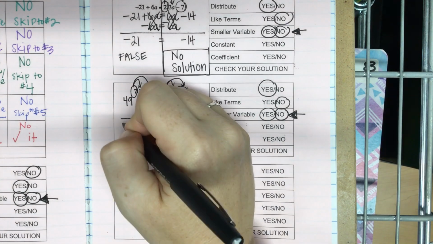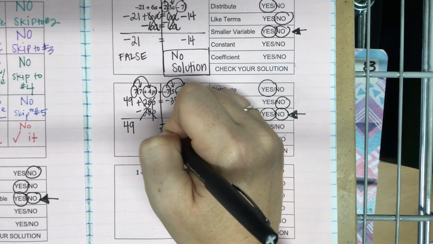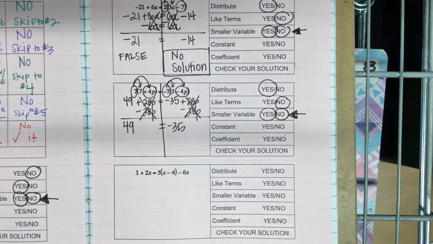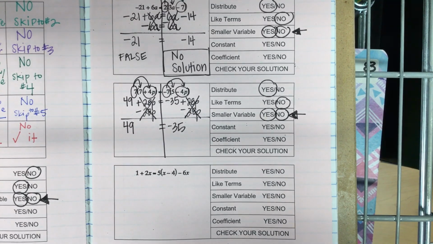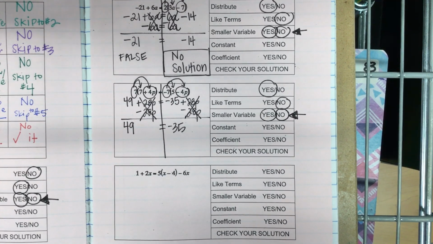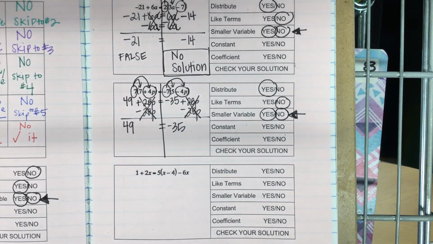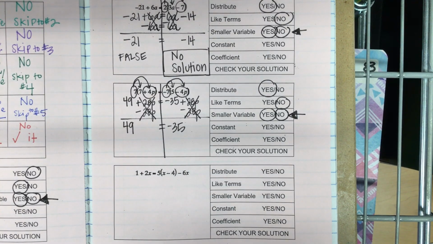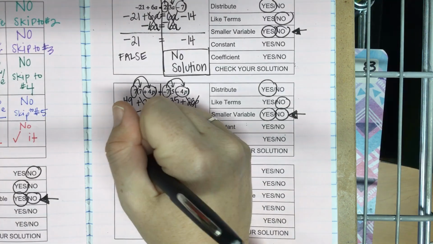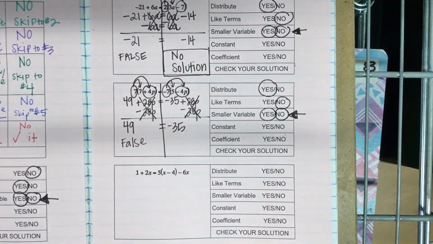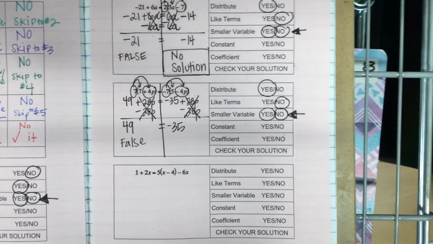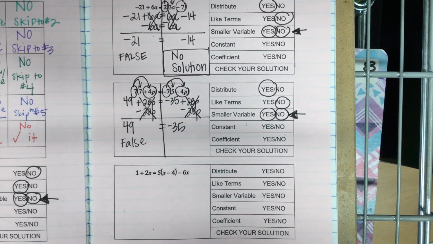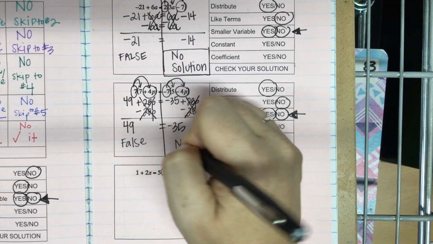Why is it no solution? Because I can't solve it. It's false, right? If it was true, I could use any number. But this does not work. It's false. It's no solution. Because 49 does not equal negative 35.